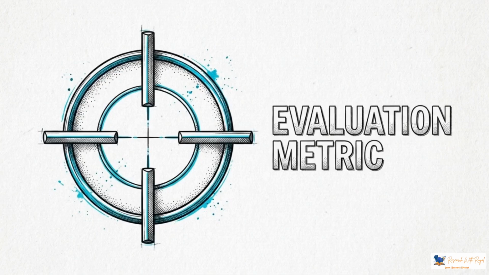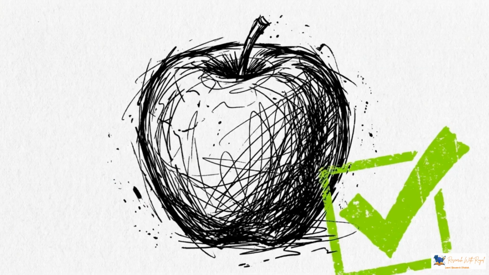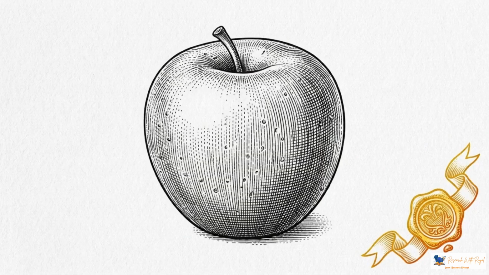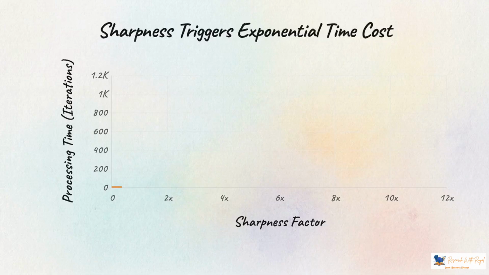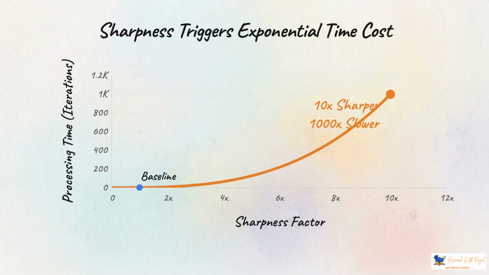We measure how perfect an AI's best is using a concept called target accuracy. If you just want a rough sketch, a passing grade, the computer can finish fairly quickly. But if you want a flawless, high-resolution masterpiece, the grading gets much stricter. Pushing these older models to reach that level of perfection causes their computing time to multiply. To get an image that is 10 times sharper, it might take 100 or even 1,000 times longer to process.